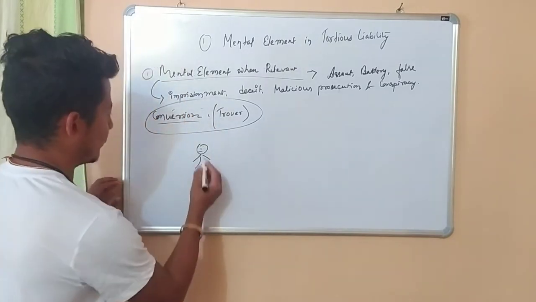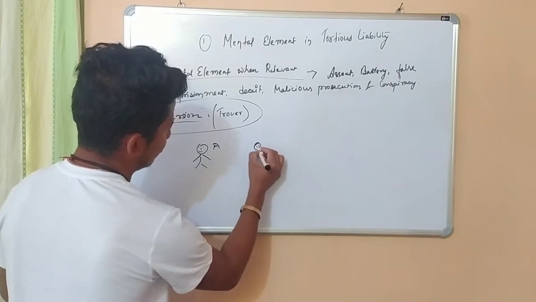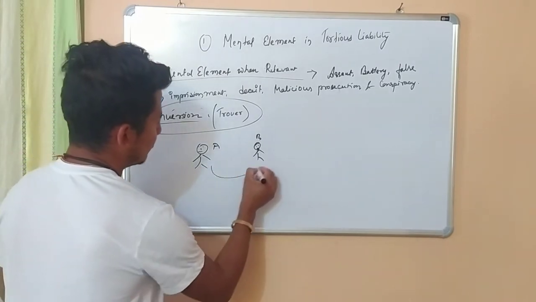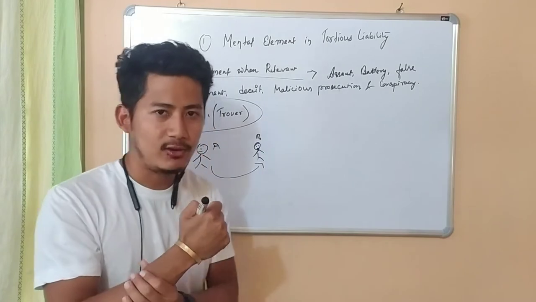Let's suppose this is Mr. A and Mr. B. I'll try to make it easier for you to understand. So Mr. A has committed assault on B, in that he has shown his fist like this, as if to say, I will harm you.